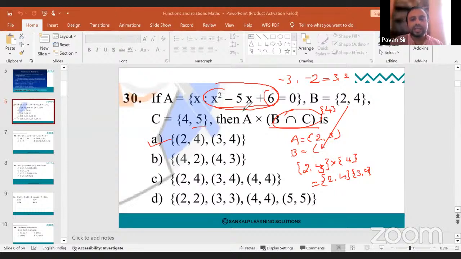So don't write in detail like 10th standard wise and 11th standard wise. Don't write in detail. Try to make it a shortcut. Okay. So next one, question number. I'll move to the next question.